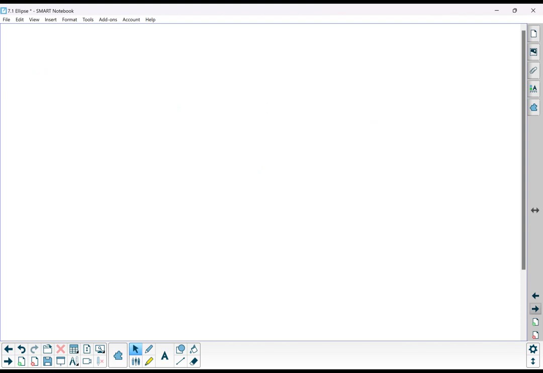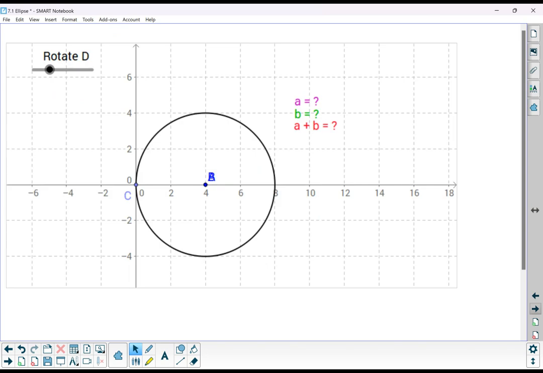So an ellipse is one of the 4 conic sections. A circle is also a conic section. So right now I have a circle on the screen. A circle by definition is all of the points that are equidistant from a fixed point that is called the center. So an ellipse is like a circle that gets elongated.